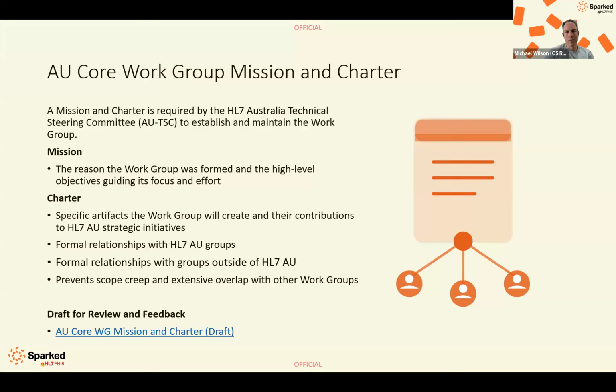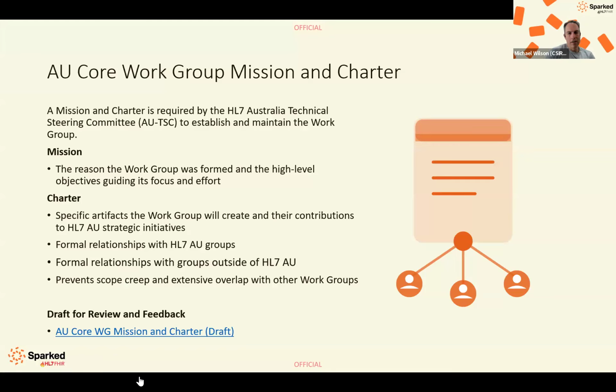We might just jump to the next one. The one thing we are doing as part of setting up the new work group is we need to have a mission and charter. Previously, we had a terms of reference for the subcommittee or the TDG. But now we will have our own mission and charter. I'll paste a link in the chat. Let me just grab it again.